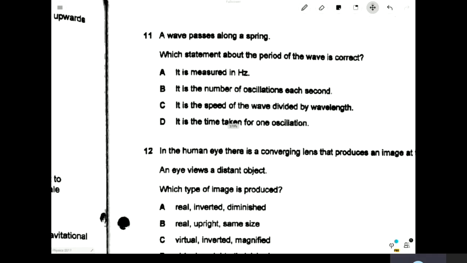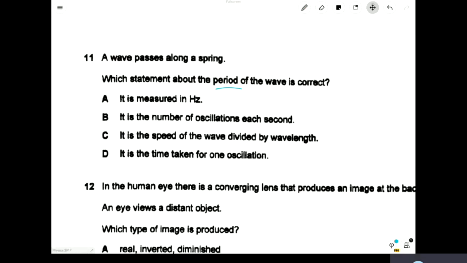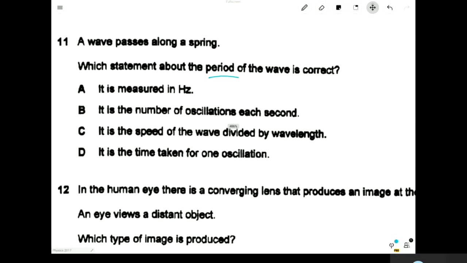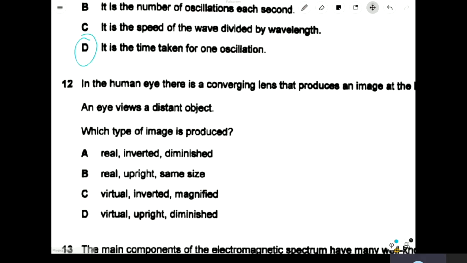A wave passes along a spring. Which statement of a period of the wave is correct? Period. What is the meaning of period? One oscillation. It is the time taken for one full oscillation. So the answer is D. This definition: period means time taken for one full oscillation. Alright, next.